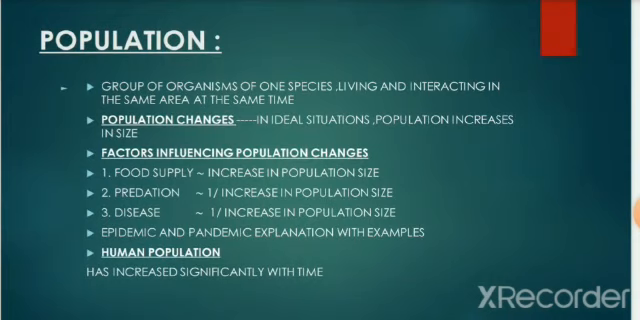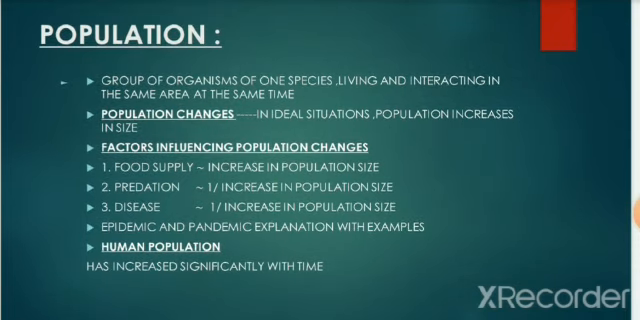And human population, or any population, may change and vary with situations. In an ideal situation, population increases in size. And there are certain factors that influence population changes that include food supply, predation, diseases, etc. Food supply is vast, the growth is vast, and so the population size increases as breeding takes place more. Predation and diseases, the case is totally opposite. Predation increases, population size decreases. Diseases increase, population size decreases.